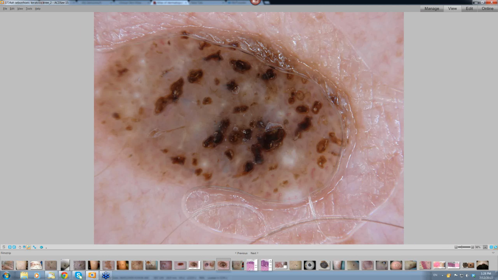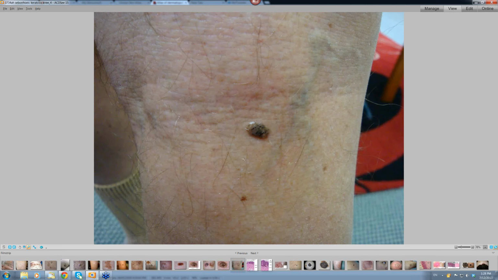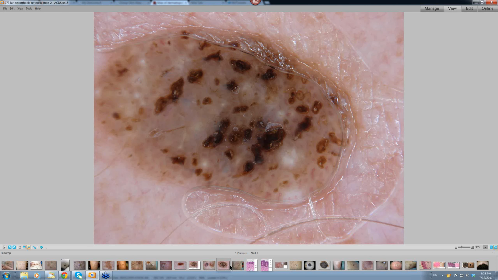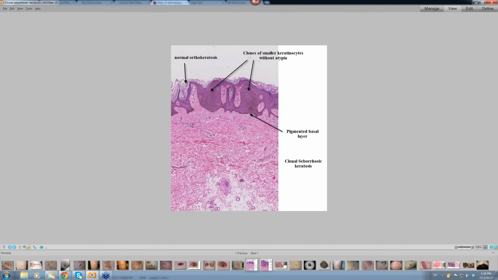Just a close-up again of a SEBK showing these various features. Here's one behind the knee. In fact, I think this was the clinical of this. There's some histology here, but we'll go into this in a little bit more detail later.